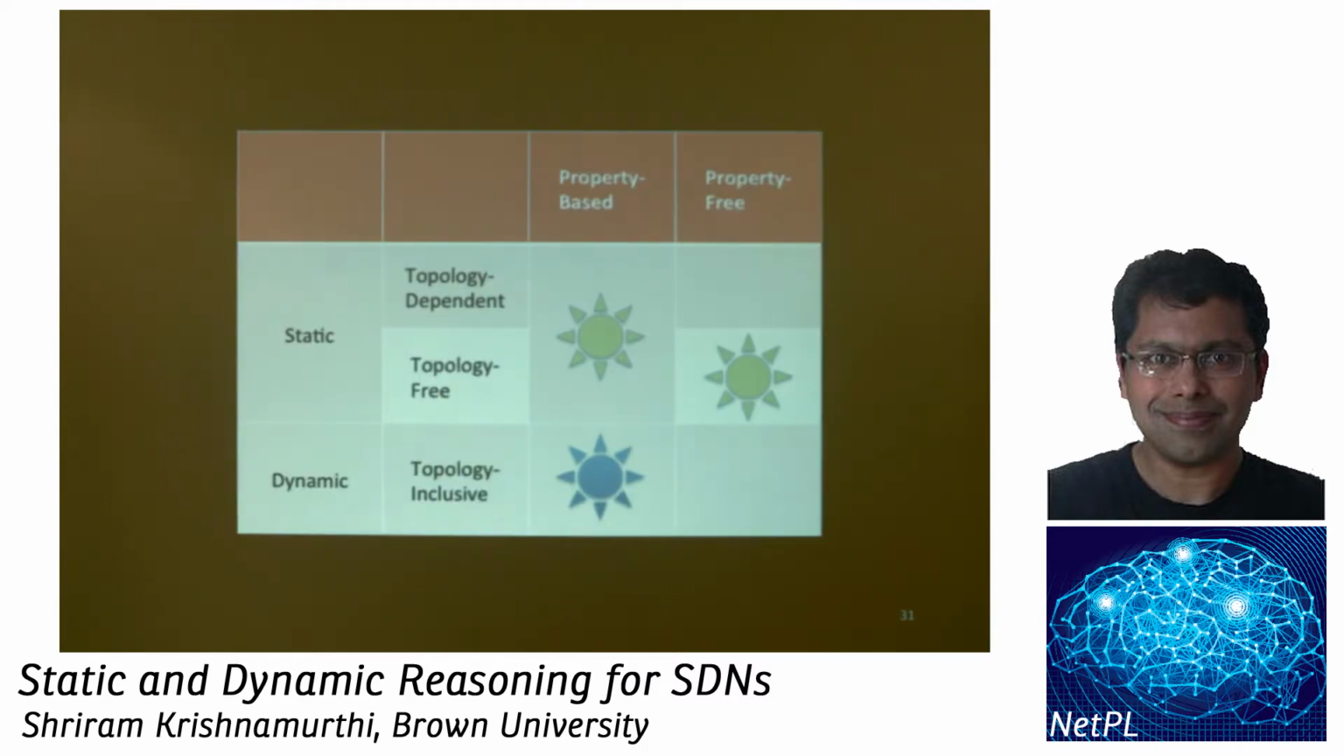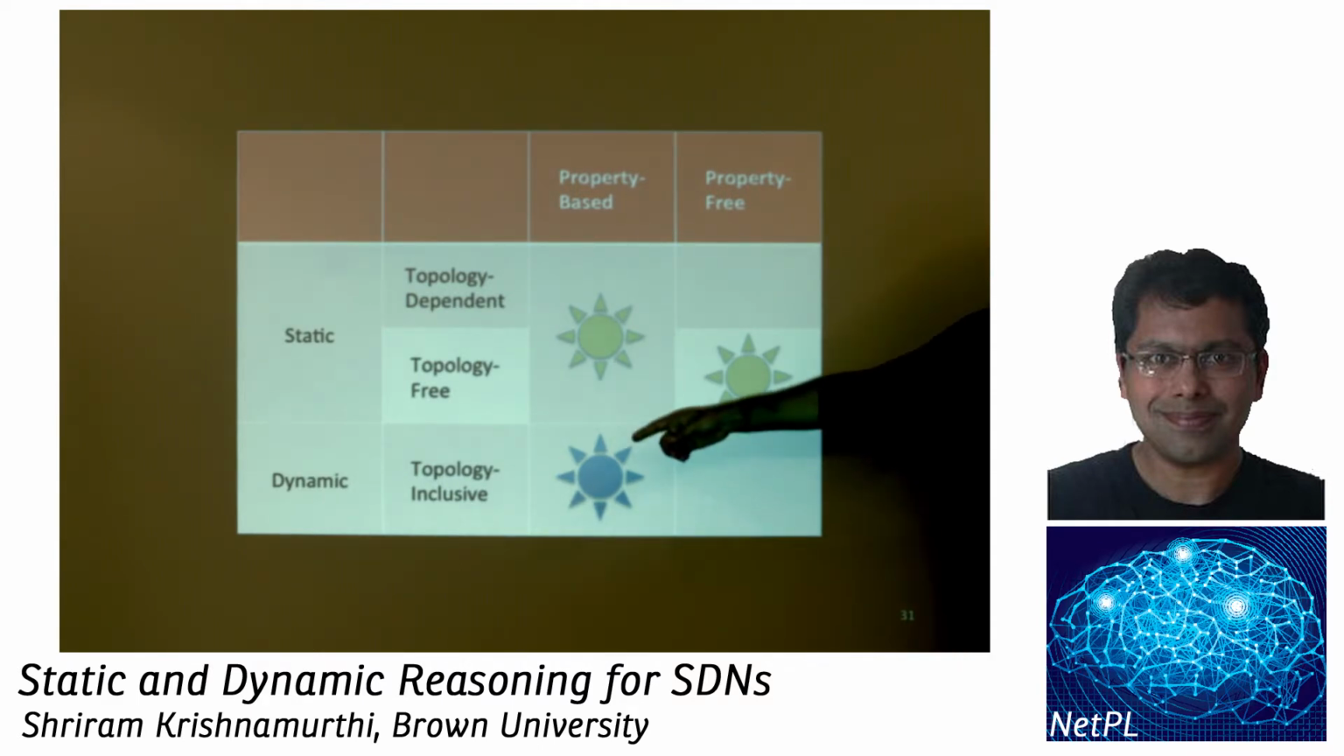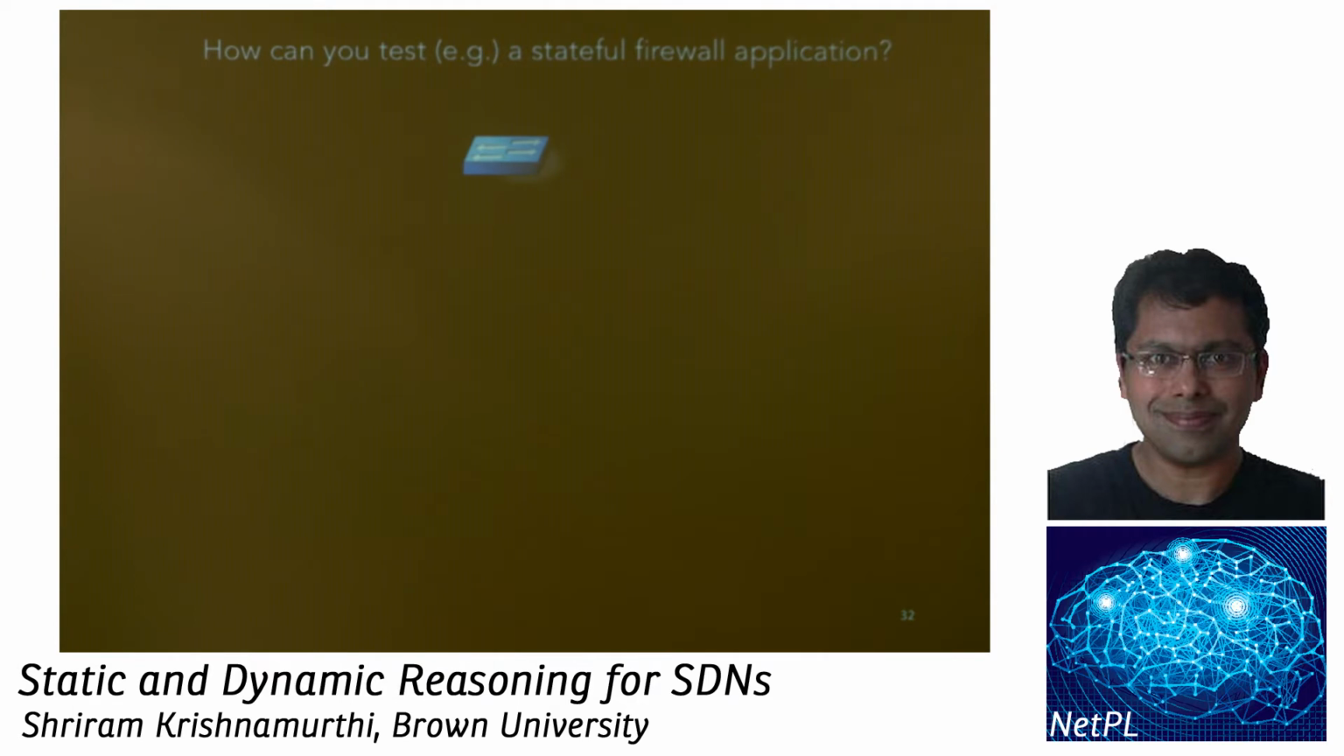So there are lots of reasons why what you want to be able to do is property-given. You have a property and you want to verify it, check it dynamically. And of course that's going to be topology-inclusive, because you're there dynamically. You can see the network, so you have the topology accessible. Okay, so here's a question. How do you test a stateful firewall application? I've got a firewall. I claim it's got state, obviously, by virtue of being a firewall. How do I test it?